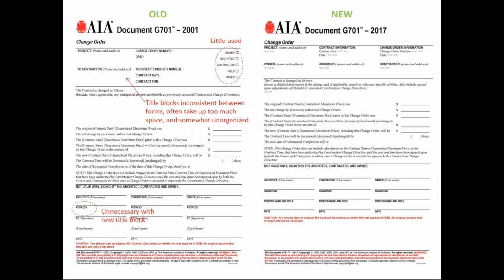So here is what the new G701 2017 looks like. You can see we've simplified the information block at the very top. We've included a place where the owner, architect, and contractor can put their name and address and contact information. We do not have a specific architect's project number anymore, but you can certainly include that in the fill point under architect, just like you can include the project number for the owner and contractor underneath their respective fill points.